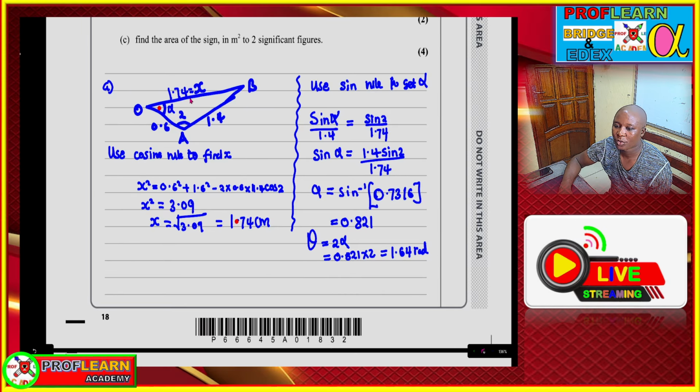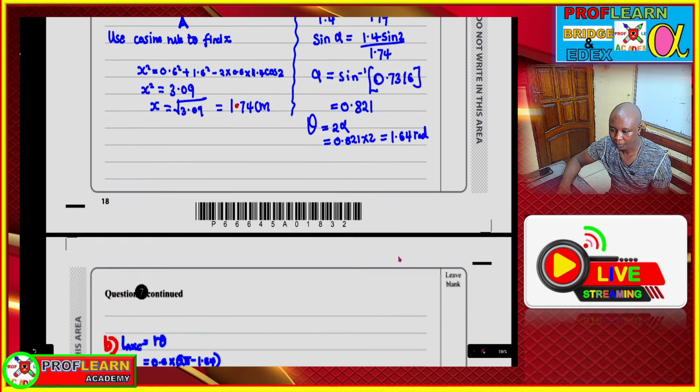So using this side that we've gotten here, 1.74, now I can find this angle alpha. So I said sine alpha over the opposite side, which is 1.4, is equal to sine 2 over 1.74. So I found sine alpha to be 0.881. Then theta is 2 times alpha, so that gave me 1.64.